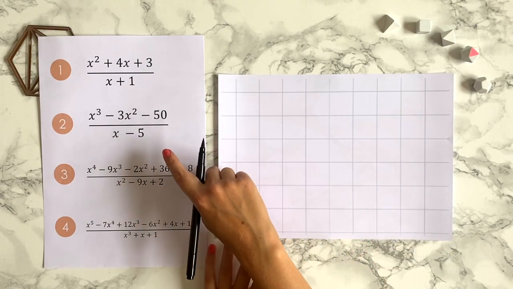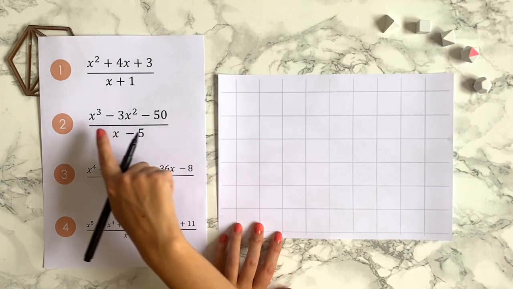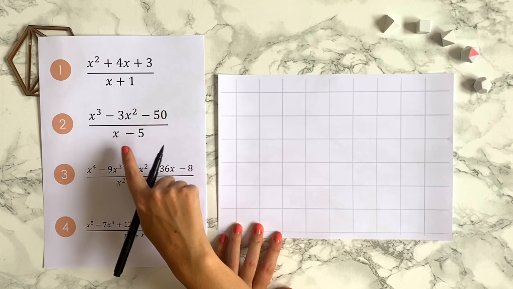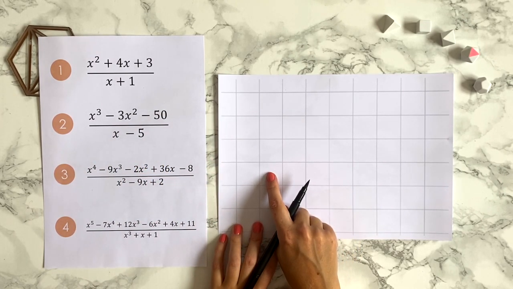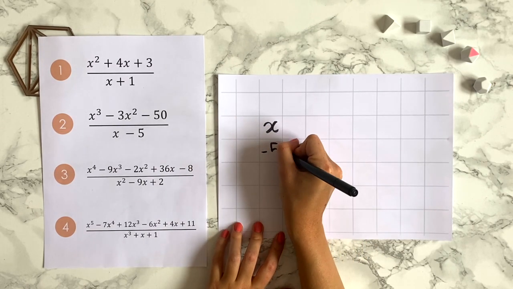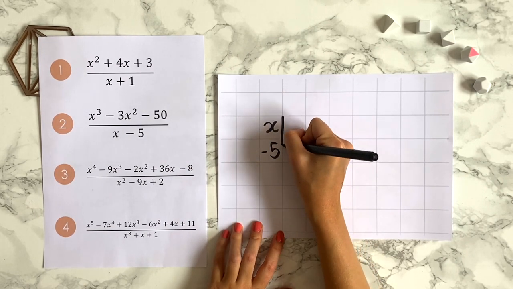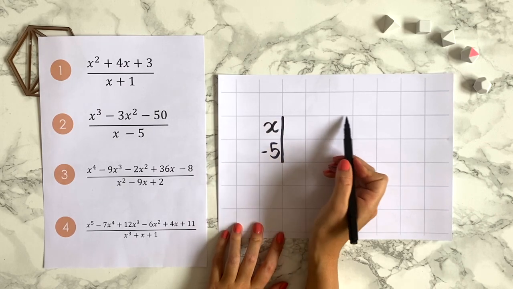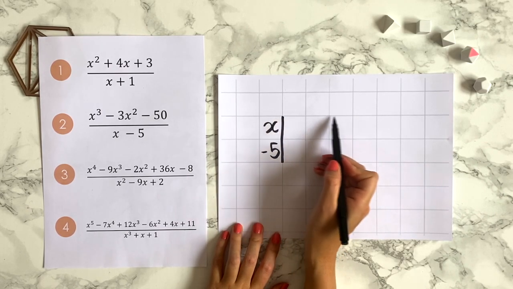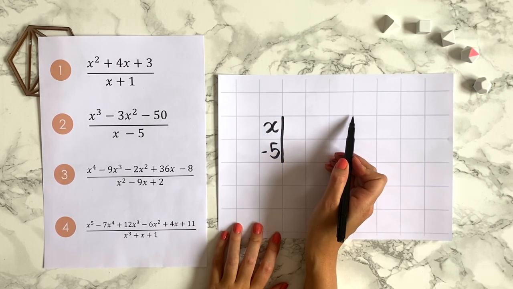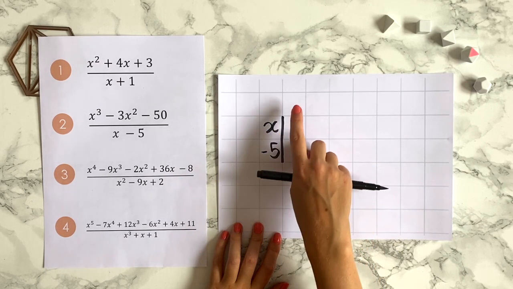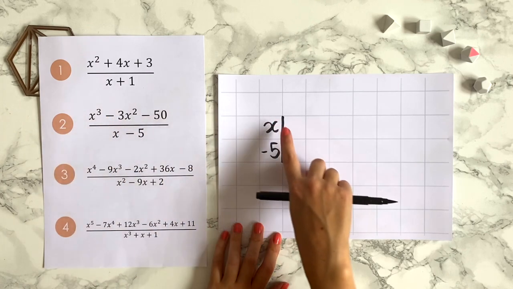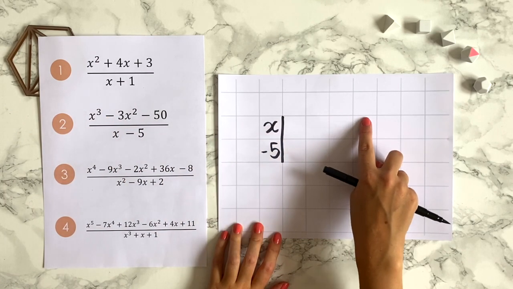Let's try the second question here. So we're dividing this polynomial by x minus 5. So we're going to write x minus 5 down the side. And then we draw a line here. And then we're going to draw a line across the top. But first we're going to think about how long it needs to be. So what do we need to multiply a term that just has a single x in by to get to x cubed? And the answer is going to be a quadratic.